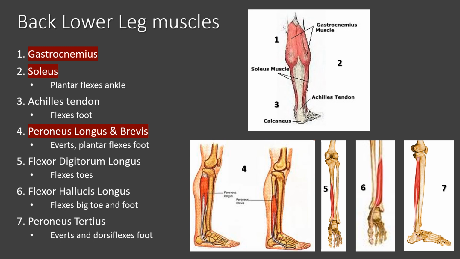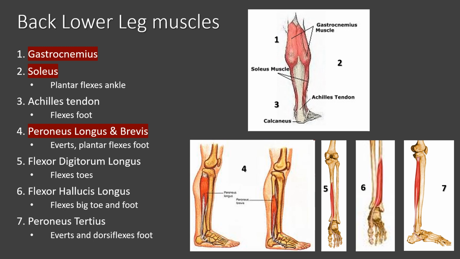Now they insert into the Achilles tendon and attach on the calcaneal bone at the back of the foot. So the gastrocnemius and the soleus muscles extend into the Achilles tendon and attach to the bone. So that's the most famous tendon in the body.